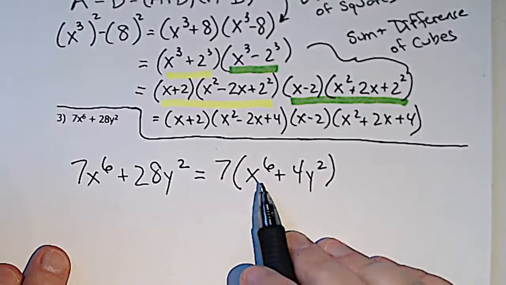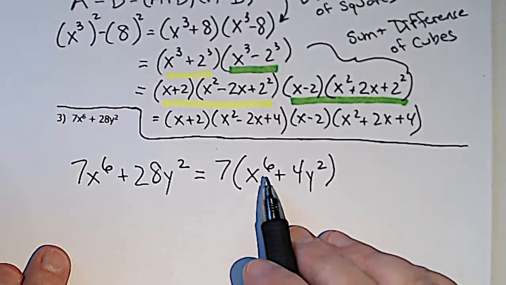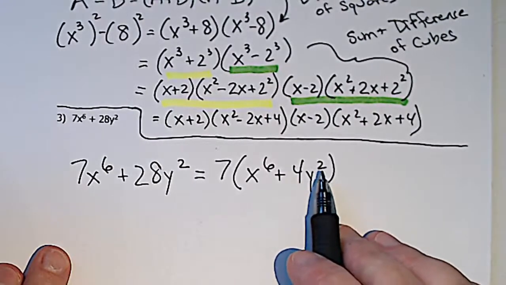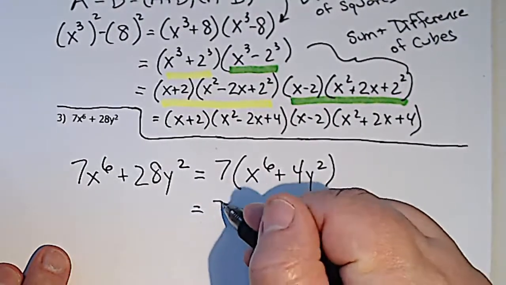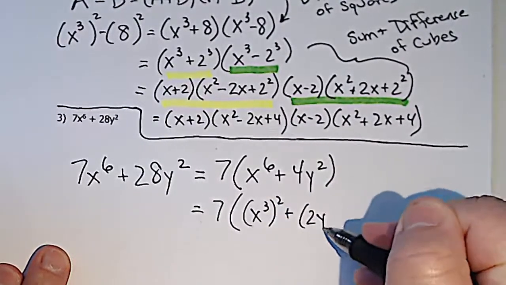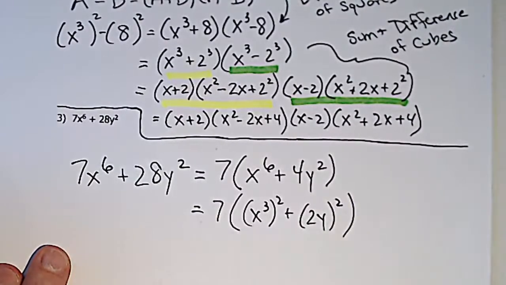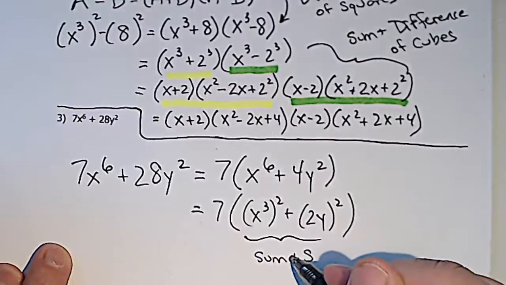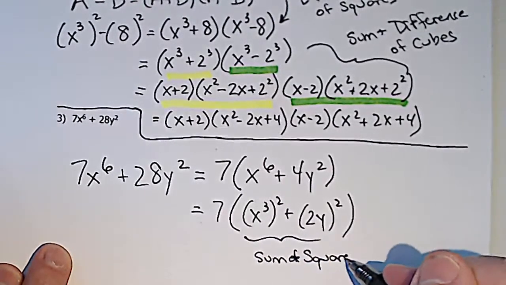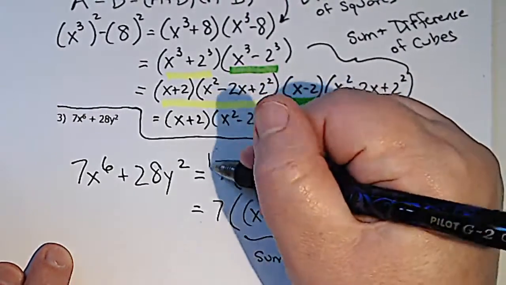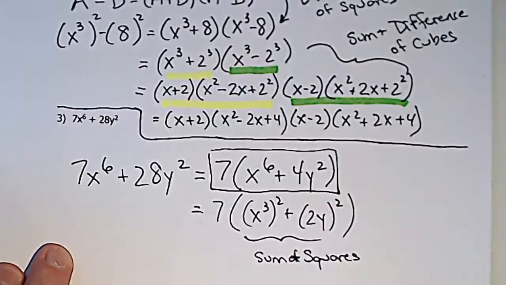Now, x to the 6th could be a cube, right? Because 3 does go into 6. But 4y squared is not a cube. This is a square. So we've got a situation where we've got x cubed squared plus 2y squared. It's a sum of squares right here. It's not a sum of 2 cubes, so we're stuck. This is our final form. So this is it. The only thing that factors is the 7.